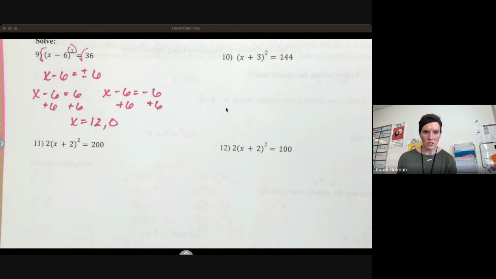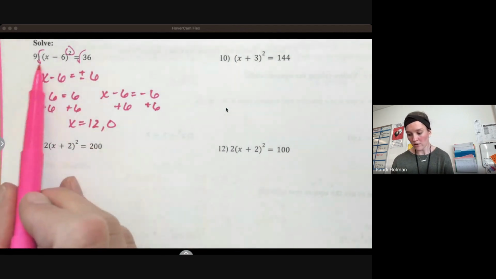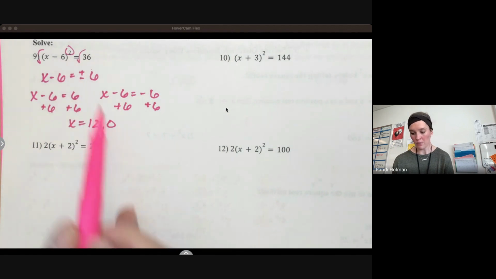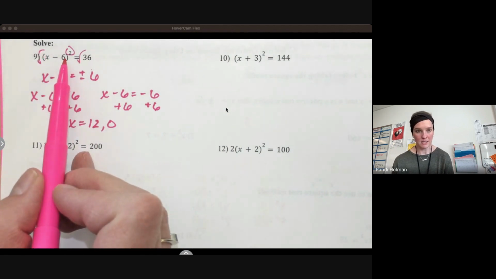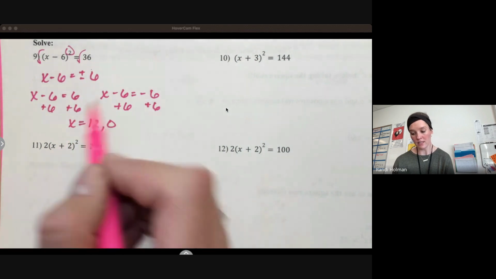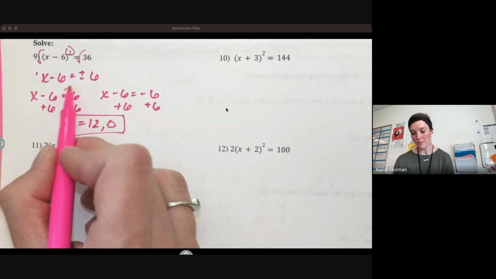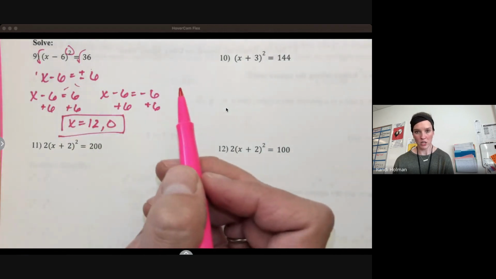If you're not convinced, always go back and check. If I take 12 minus 6, I get 6. 6 squared is 36. It works. If I put 0 in there, 0 minus 6 is negative 6. Negative 6 squared is 36. So both of those solutions work. Make sure that once you get to this step, break it up into those two different equations.